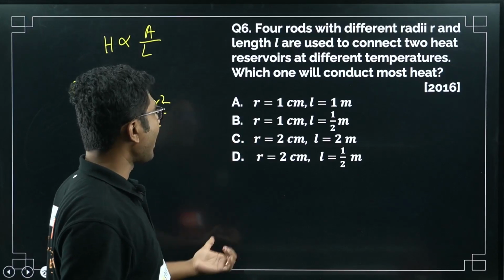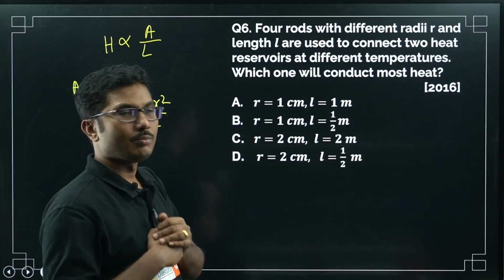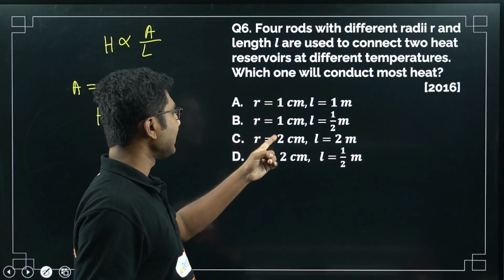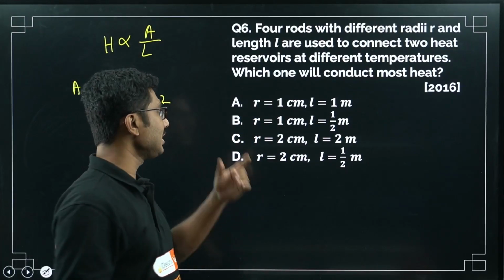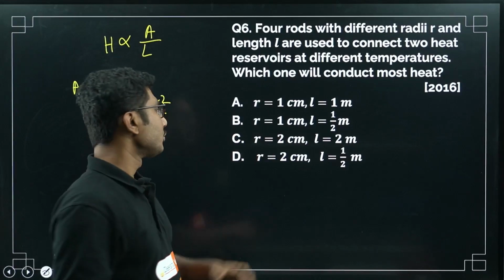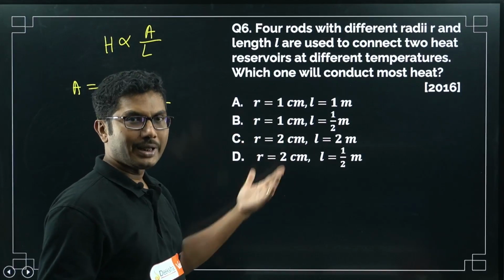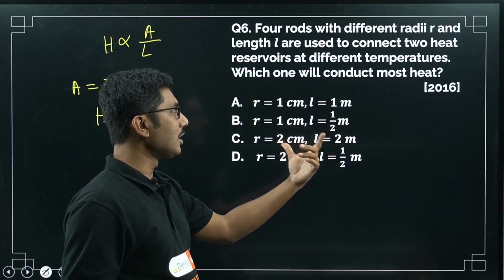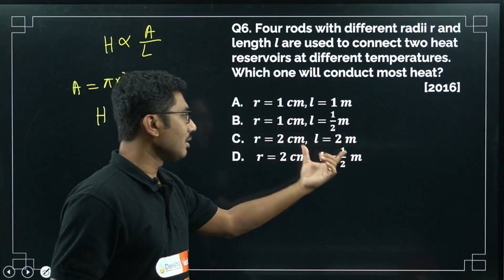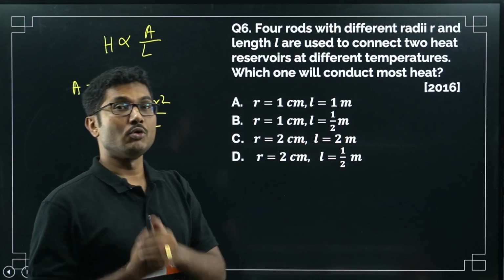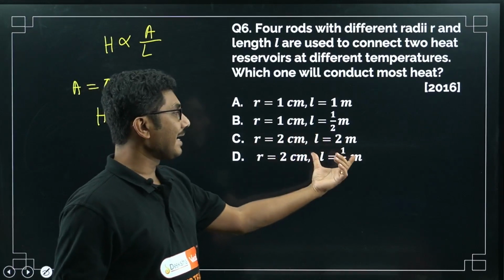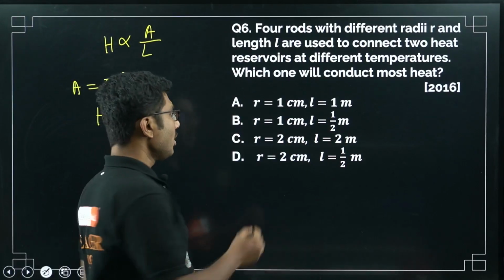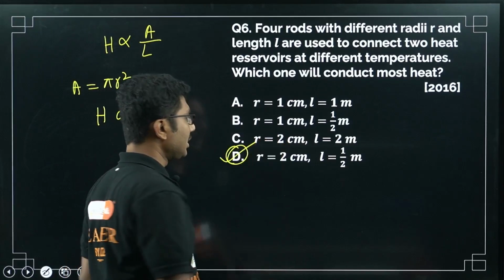So we have to find a combination where radius is more. So between 1 centimeter and 2 centimeter, obviously 2 centimeter is more. So 2 centimeter will conduct more heat, right? Now between L is equal to 2 meter and L is equal to 1 by 2 meter, L is equal to 1 by 2 meter is small. So in this case, the heat transfer will be more. So the combination answer is option D.